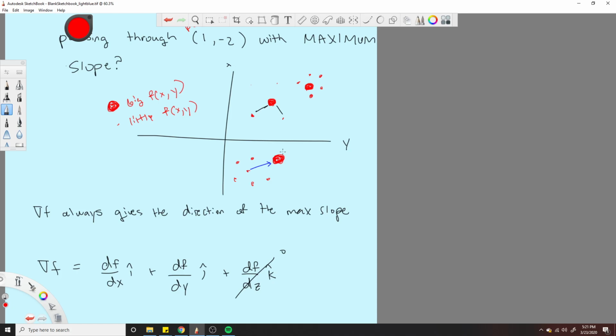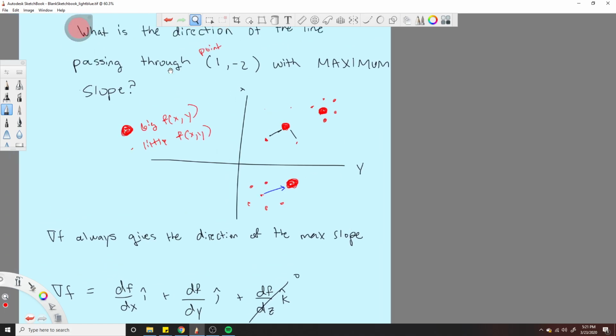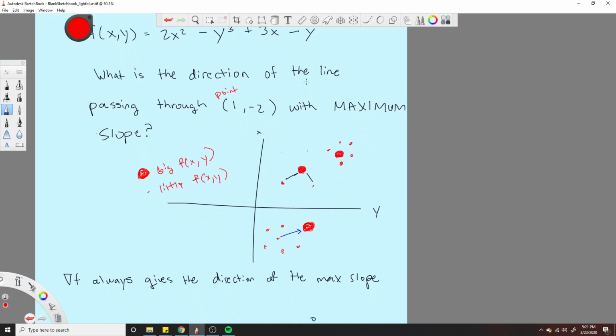I hope that helps. It's a bit of a tricky problem until you understand that the gradient function gives you exactly what this problem is looking for. So, yep.